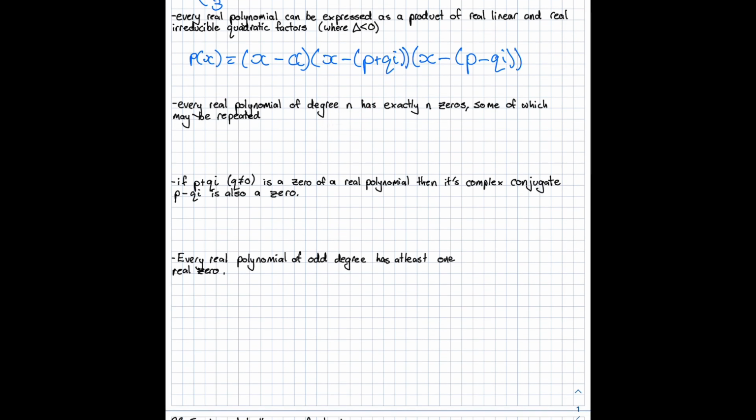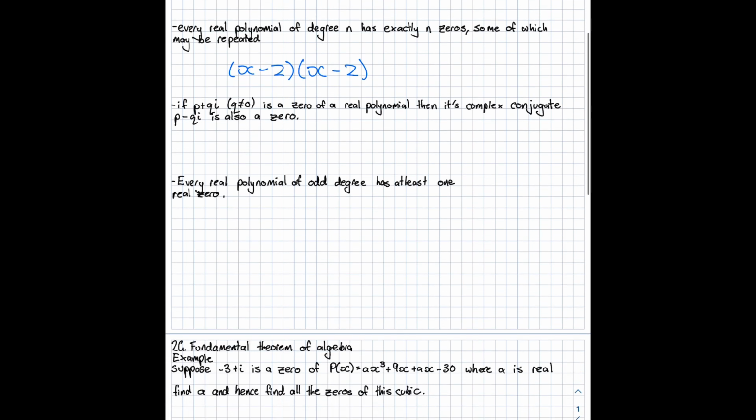We have the same number of zeros as we do degrees. Repeated ones means that if x minus 2 was a factor, we can still have another x minus 2, and that can be a repeated factor. Every real polynomial of odd degree has at least one real zero.